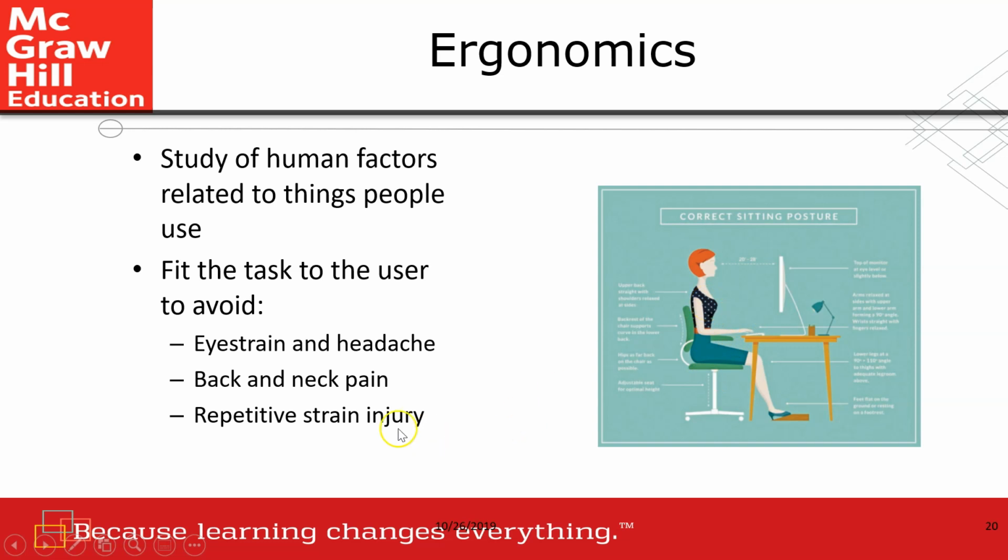What is the purpose of implementing ergonomics at the workplace or at home? Well, this is to reduce or avoid eye strain or headaches, back and neck pain, and also repetitive strain injury, also called carpal tunnel syndrome, that happens to some people in their wrists.